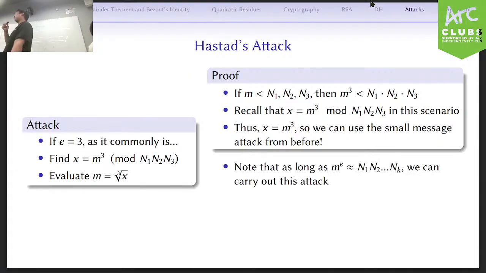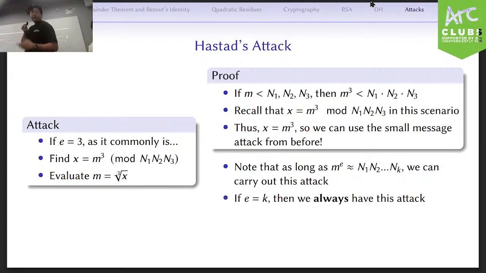So this is a pretty cool attack. And in fact, we can generalize it as well, right? Any time our encrypted message m to the power of e is approximately the same size as n1 times n2 times however many people you're broadcasting the message to, we can do a similar attack using the Chinese remainder theorem first, and then the small message attack. In fact, when e is equal to k, assuming our message is less than n1, n2, n3 individually, this attack will always go through. This is a problem with just using textbook variants of encryption algorithms, because you'll run into these problems.